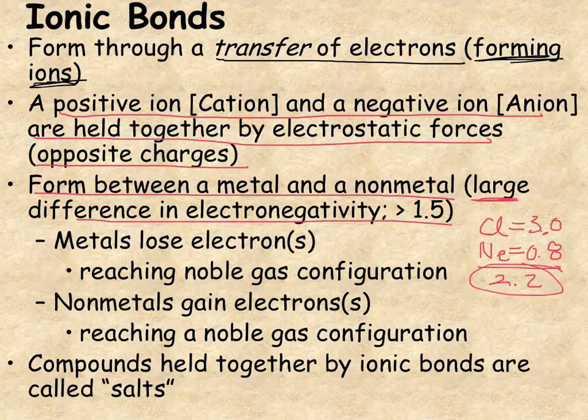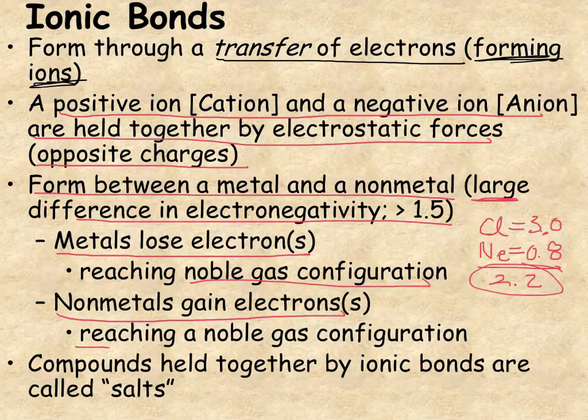And remember that when we form bonds, the metals will lose electrons to try to reach their noble gas configuration, and the nonmetals will gain electrons to try to reach their noble gas configuration. And then when we hold the 2 together, we call them salts. Salts are the common name for any type of ionic compound, right? Magnesium oxide is a salt, sodium chloride is a salt, cesium fluoride is a salt, sodium fluoride is a salt, copper fluoride is a salt, anything like that is a salt.